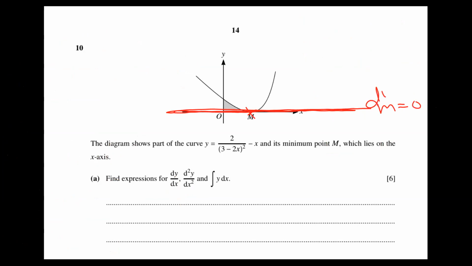And gradient means dy over dx is always 0. So that is why, what is my plan of action? I will put the derivative equal to 0 for getting the m coordinate. I can get the m coordinate another way even. How come, sir? Can I put y equals 0 here because it's touching the x-axis? But he has given us the minimum point, so I think it's better to use this one. So I will go for that.